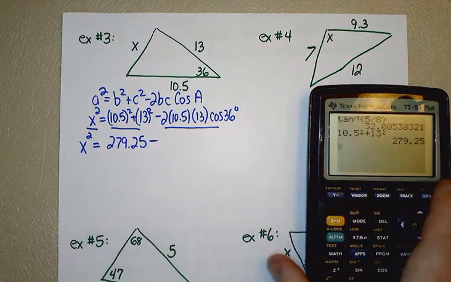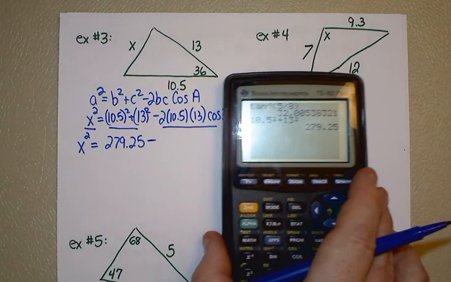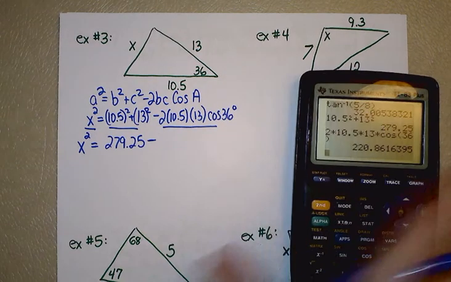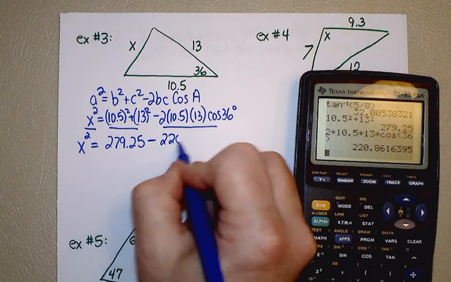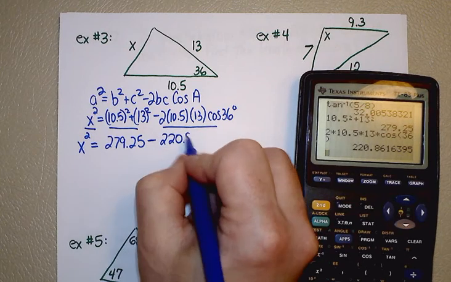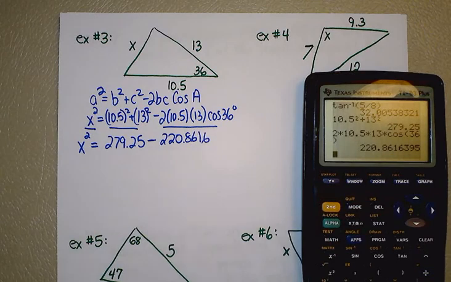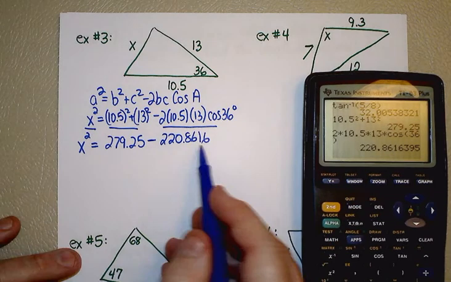So, and you can see it get done. It's 2 times 10.5 times 13 times cosine 36. I get 220.8616. I'm going to go to 4 decimal points. I want to round it to the nearest tenth, so go 4 decimal places. You don't have to worry about a rounding error.